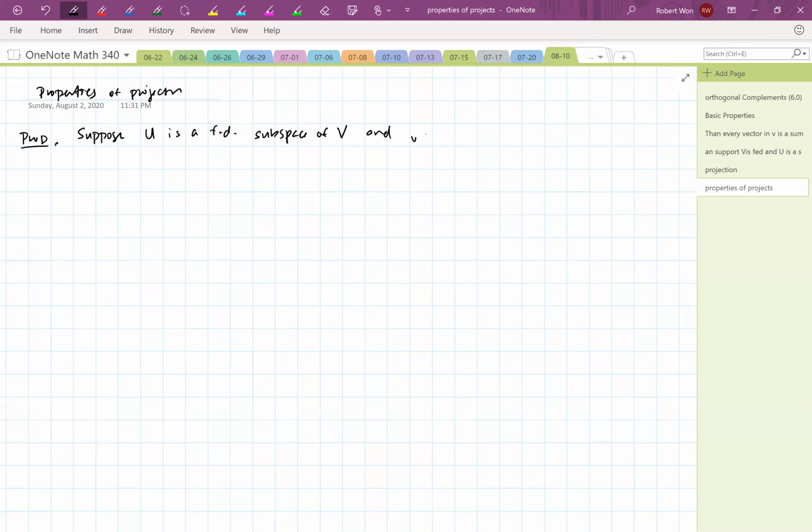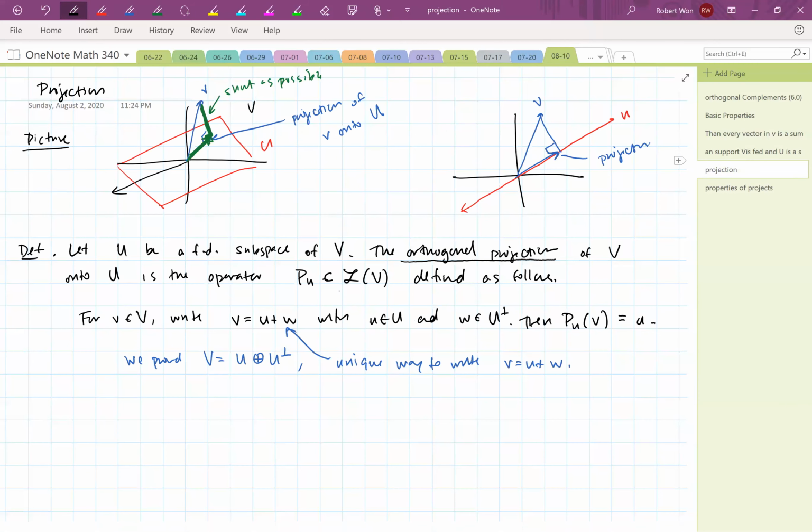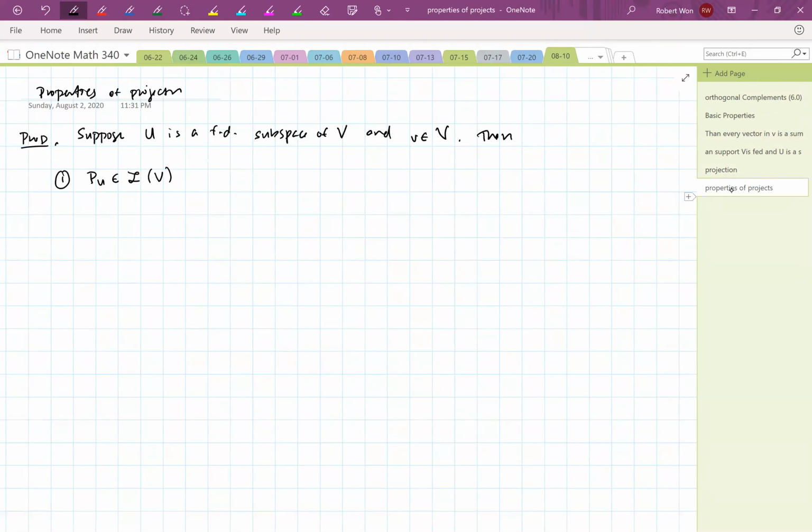And suppose that V is a vector in V. Then I'm going to write down 9 statements. 1, first of all, the thing that we defined is actually a linear operator on V. I probably stated here that it's the linear operator defined as follows, but we didn't justify that this actually was linear. As defined, it doesn't necessarily seem like it's linear. It's not that obvious anyway. So it's a linear operator.